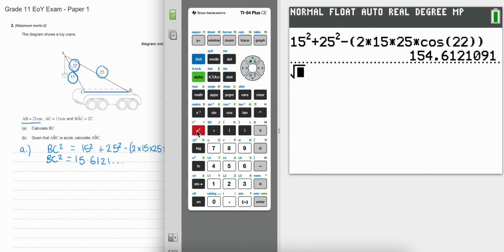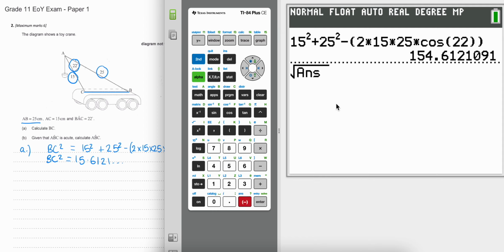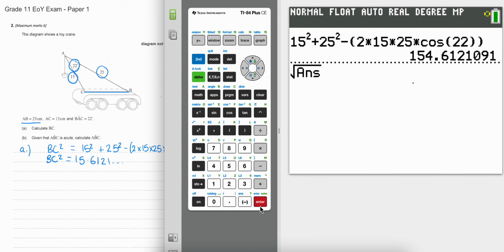So second function, square root sign, and I want to just put my whole answer in. I don't want to risk miscopying it. I don't want to risk losing any accuracy. So I just put answer, and that gives me my final answer there, which is 12.4 to 3 significant figures. And that is centimeters. You do need to include your units. So there's 1 mark for the question and 1 mark for the units. It does say here in the question what the units are.